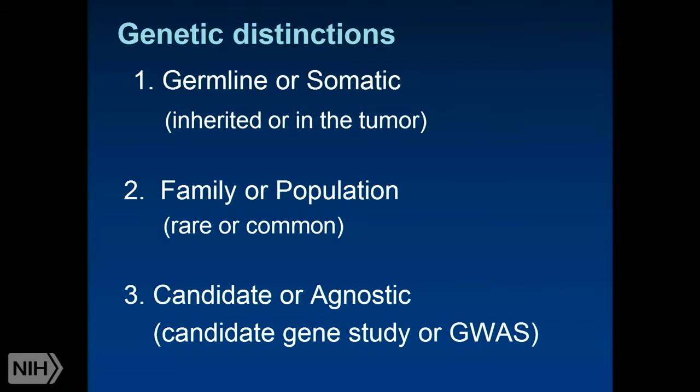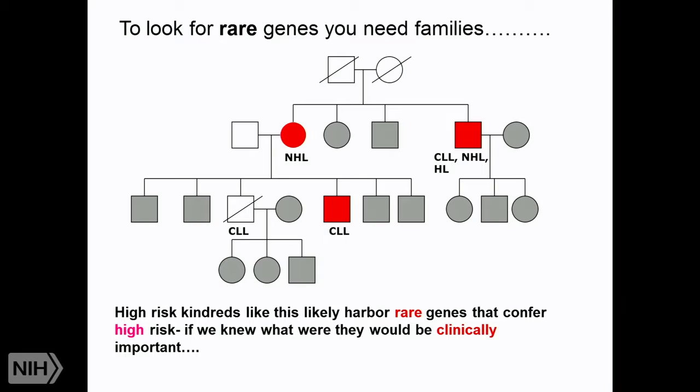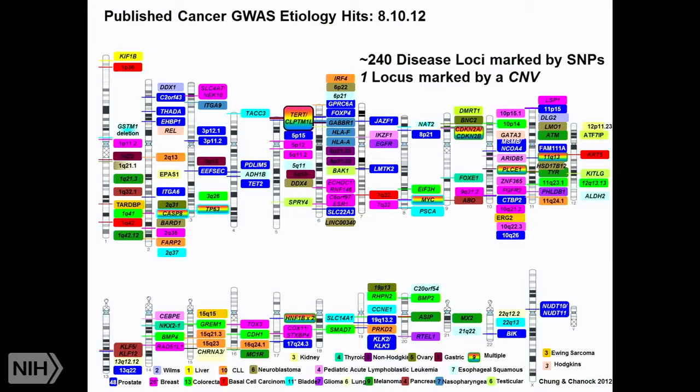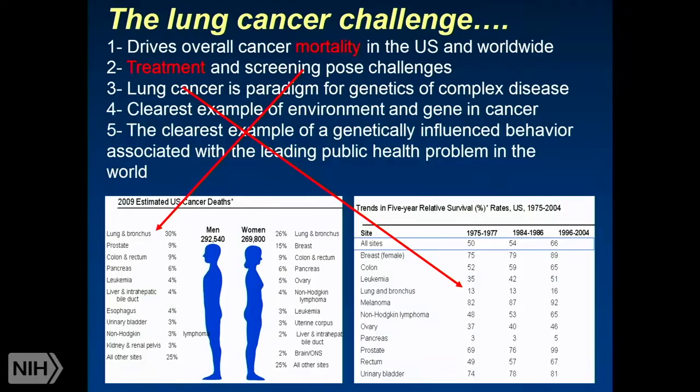So here's an example of our cancer families, where we have a group of lymphoproliferative malignancies in one kindred. And we have, for example, 50 of these families for CLL. These kinds of families have classically led to the cloning of different tumor suppressor genes. Whereas in population studies, you had only about 5 years ago 240 disease loci. I think that figure now in 2017 is close to 7,000. Still, those genes explain a small component of risk.